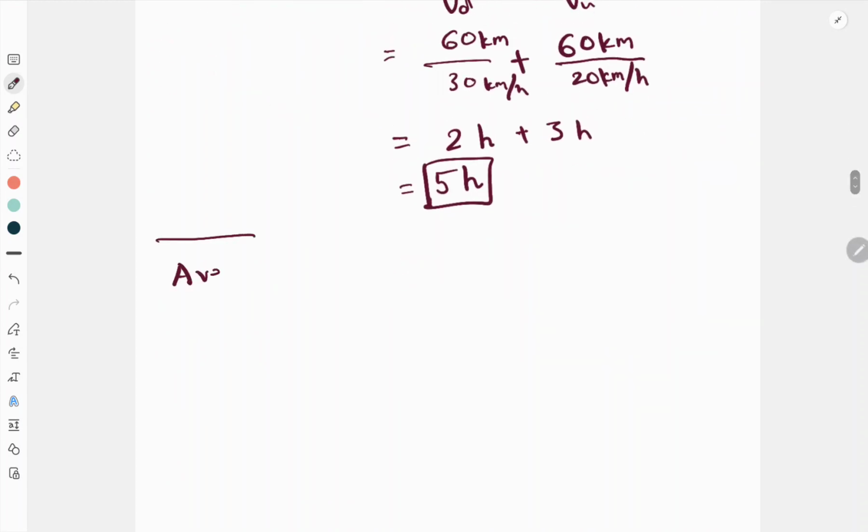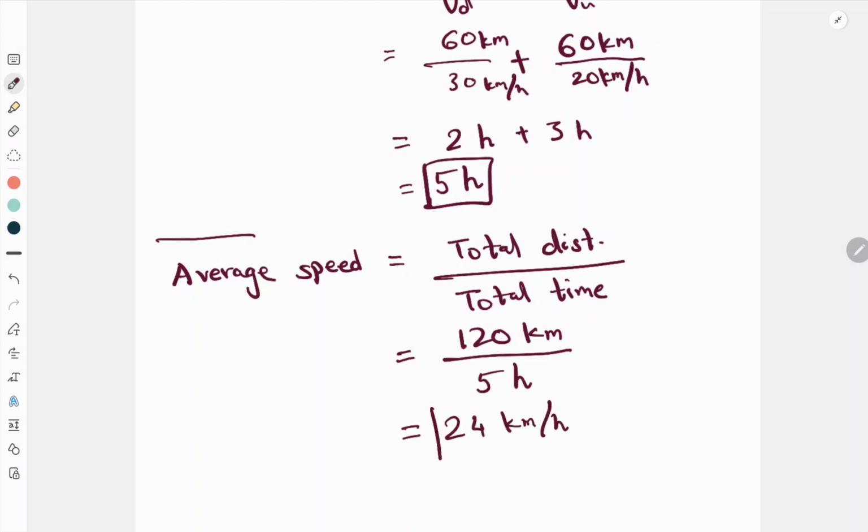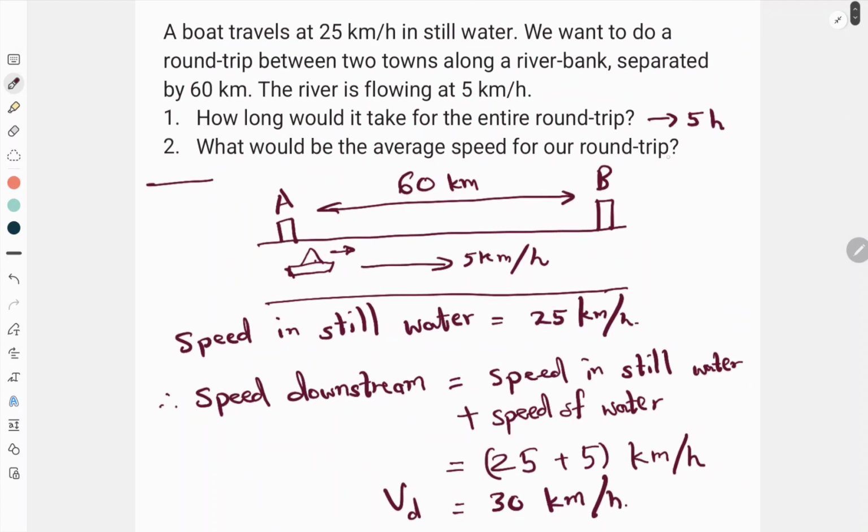So the average speed for the round trip is equal to total distance divided by total time, which is, in this case, total distance is 60 downstream plus 60 upstream, which is 120 kilometers, divided by total time, as we calculated in the first step, 5 hours. This is 24 kilometers per hour. Let's just write this for completeness. This is 24 kilometers per hour.